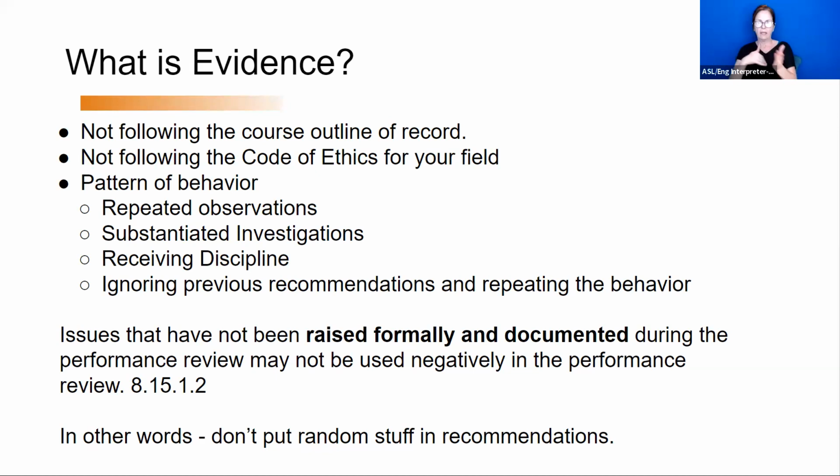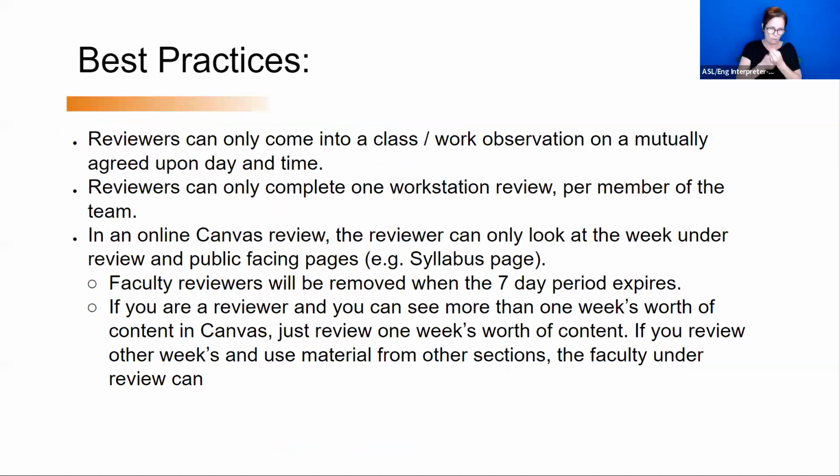Issues that have not been raised formally and documented during the performance review may not be used negatively in the performance review. So that's 815.1.2. In other words, you don't put random stuff in the recommendations. You really want to have those particular types of evidence just mentioned in there. Any questions about that? I don't think I see anything in the chat.